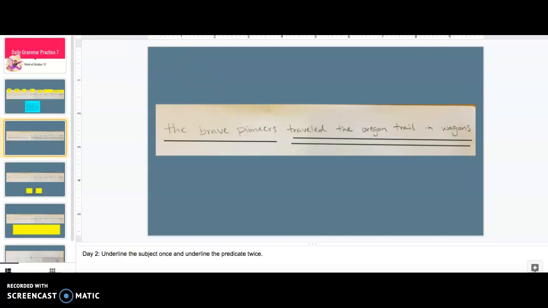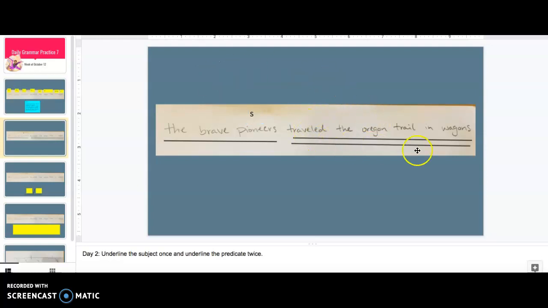So what you guys are going to do is write a capital S above the word pioneers. And you just need to make sure that it is actually above the word pioneers. Otherwise, it is technically incorrect, because this is how we mark that this is our simple subject. Okay, so we're done there.